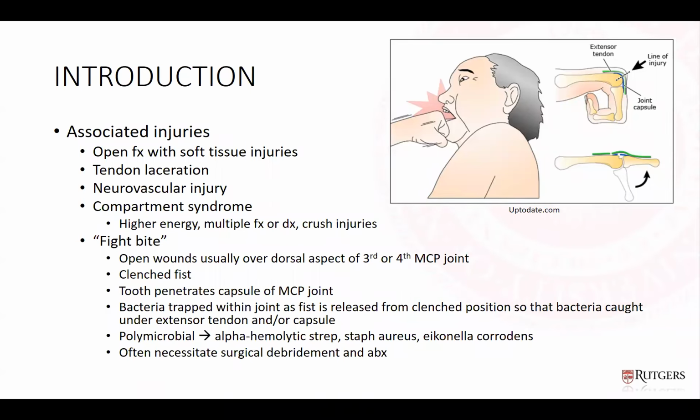The so-called fight bite occurs when a bite penetrates the capsule of the MCP joint in a flexed position. Bacteria can then be trapped within the joint as the fist is released from its clenched position, so that the bacteria is caught under the extensor tendon and/or the capsule. These can often be polymicrobial, with alpha hemolytic strep, Staph aureus, or Eikenella, and often necessitate surgical debridement and antibiotics. As with any hand injury, an understanding of the anatomy is integral to appropriately diagnosing and treating metacarpal fractures.